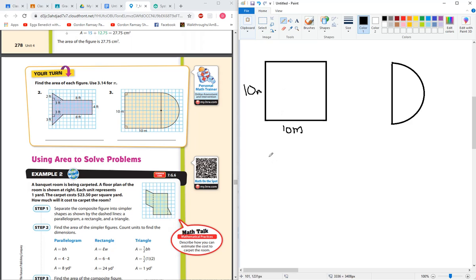The area of a square is just length base times height, 10 times 10. So base times height. Base is 10. Height is 10. So the answer is 100 meters squared. Now let's do the semicircle. You have not learned how to do a semicircle yet, but you've learned how to do a regular circle. And a semicircle is just half a circle.